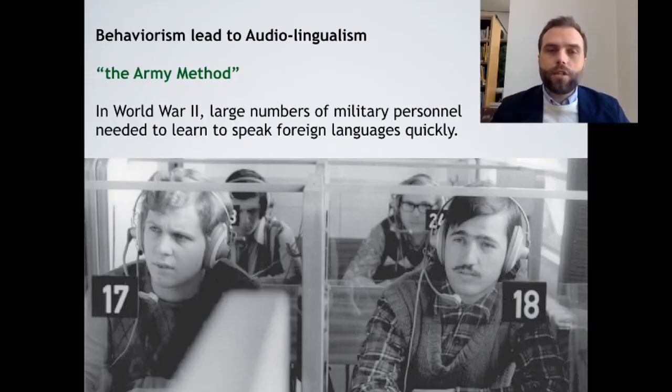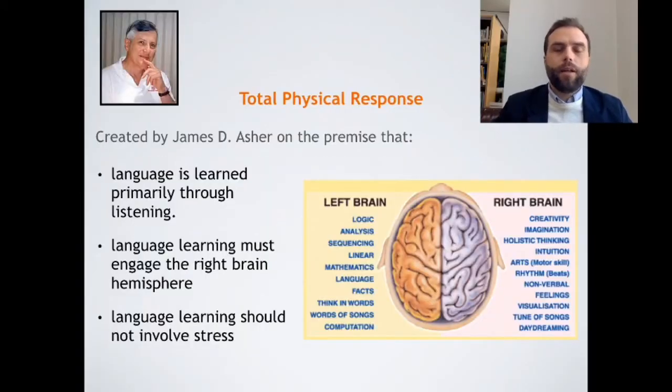Okay, it's interesting that what I said about behaviorism being kind of treating people like robots. Well, in the military field, the soldiers are kind of treated like robots. So this kind of method, behaviorism, became the audiolingualism method in language teaching. Okay, but let's move on.